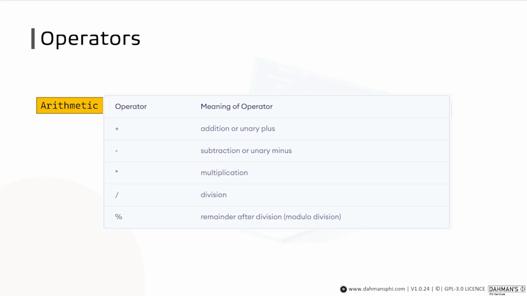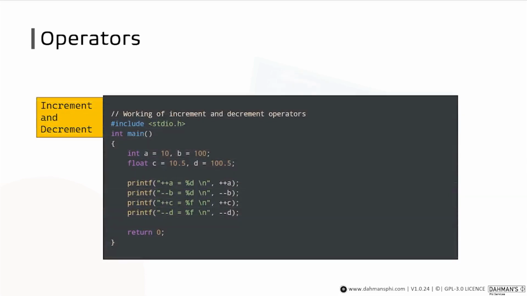Next one we're going to talk about is the operators in the C programming language. The first type of operators, the most basic one, is the arithmetic one. So we have the four basic operators of addition, subtraction, multiplication, and division. And also we have the modulus division one, which actually carries the remainder after division. And then we have the next one called the increment and decrement type of operators.